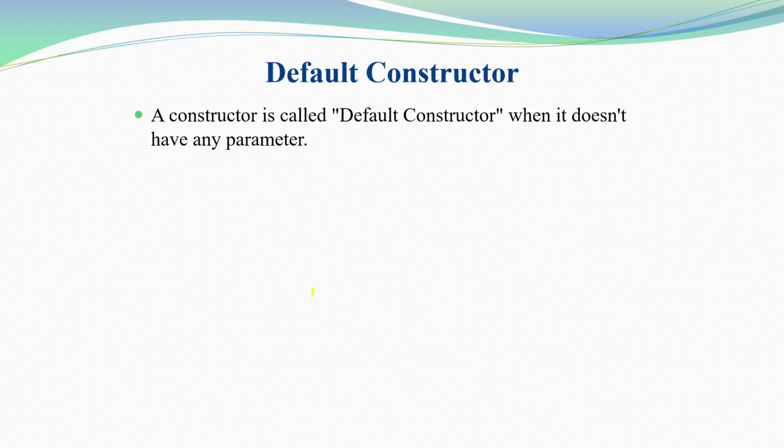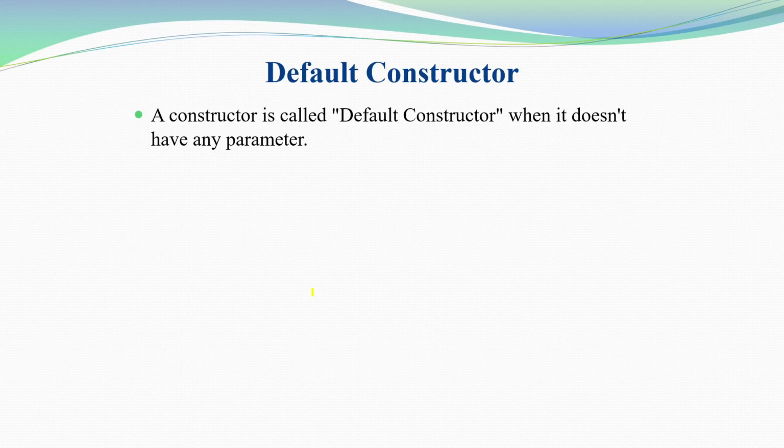Let's see what a default constructor is. A constructor is called a default constructor when it does not have any parameters. Then what is the difference between a default constructor and a no argument constructor? They both are the same, but the difference is who created it. When the developer creates it, it is called a no argument constructor, and when the developer is not providing any no argument constructor, then the default constructor is provided by the compiler. So that's the difference between the default constructor and the no argument constructor.